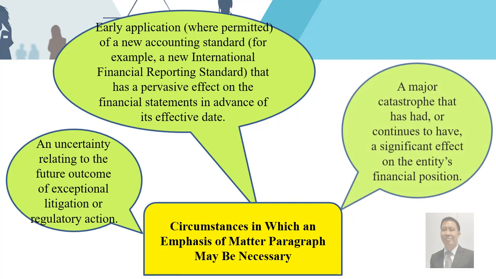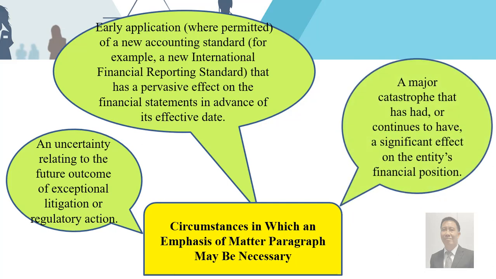So these are the usual reasons why the auditor may issue an emphasis of matter paragraph: uncertainty relating to the future outcome of exceptional litigation or regulatory action; early application, if it is permitted, of a new accounting standard that has a pervasive effect on the financial statements in advance of its effective date; and a major catastrophe that has had or continues to have a significant effect on the entity's financial position.